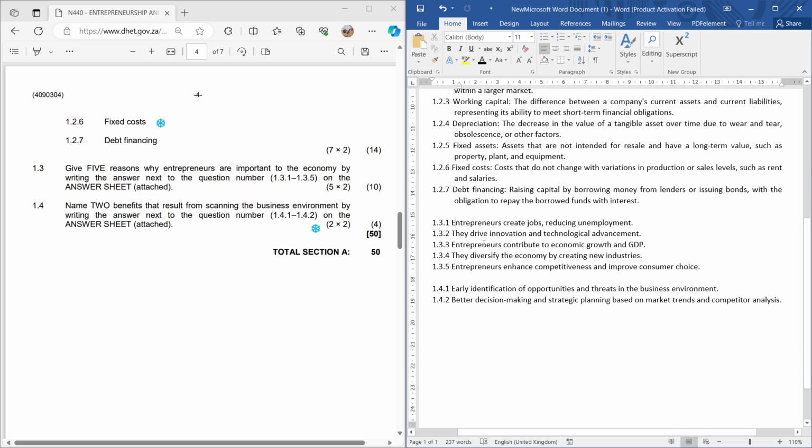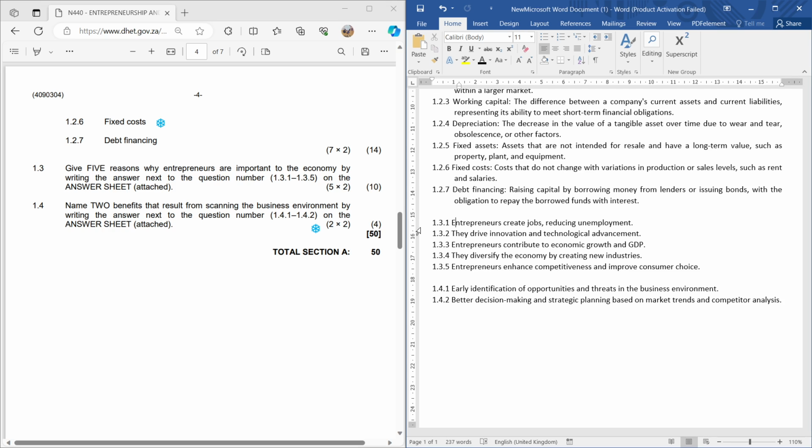So the first reason that we mentioned here is entrepreneurs create jobs, reducing unemployment, which is true because we understand that when you start a business, you are most definitely going to require a working force, right? You will require employees, so you will have to employ. And by doing so, you are creating jobs, you are reducing unemployment, and that benefits the economy because it gives more people buying power so that money moves around. So that is how the economy benefits from that. That's one of the reasons, right?